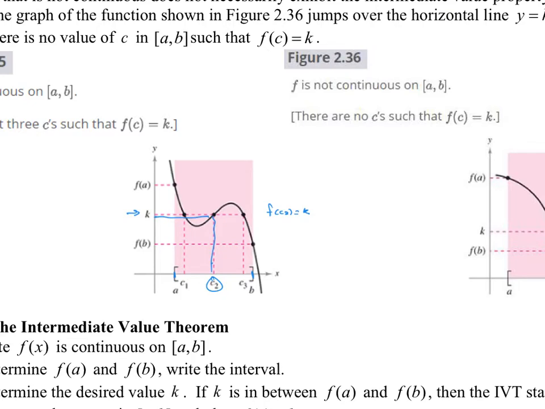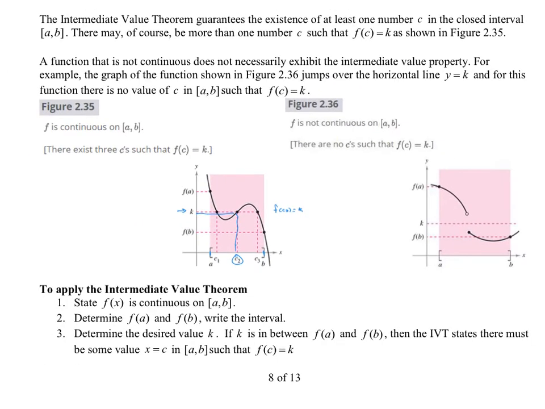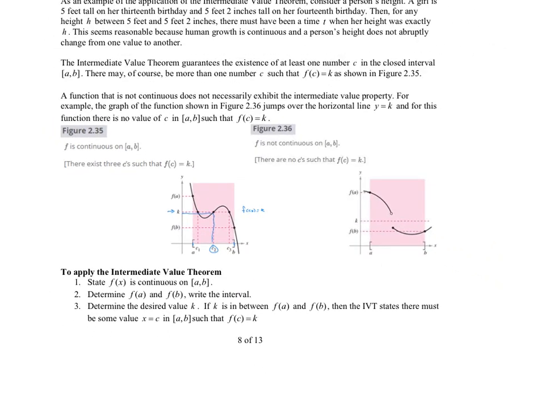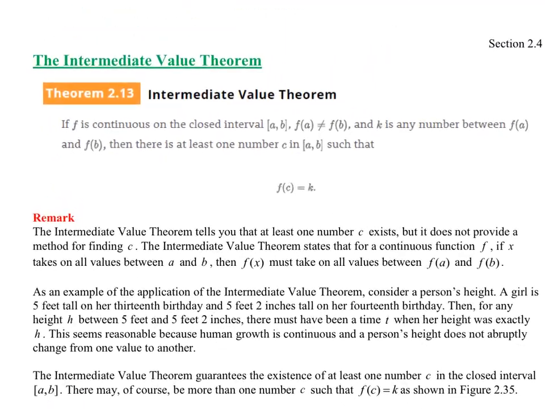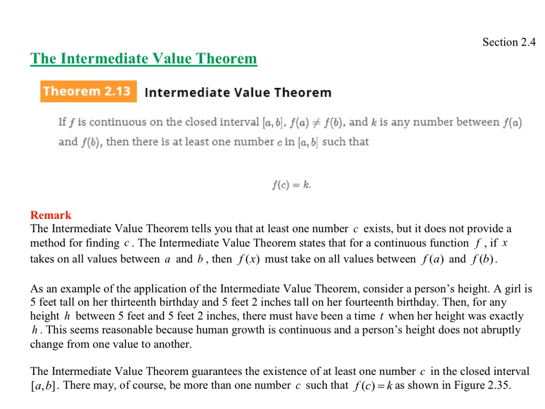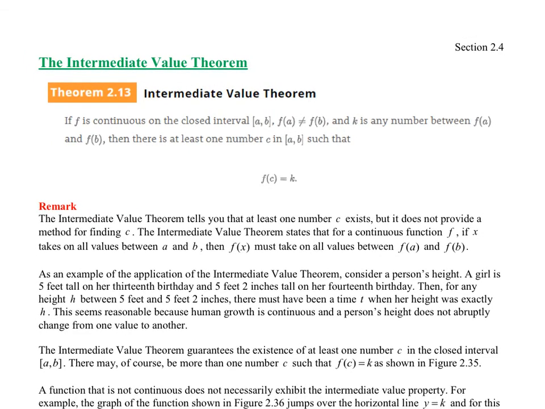That's what the intermediate value theorem is. I think of k as the intermediate value between a and b, okay? So the intermediate value theorem does not find the value, it merely states the existence of a point. There has to be a point. Let's read this. It says, remark, the intermediate value theorem tells you that at least one number c exists. You have an x value where you have the given y value when you plug it in. But it does not provide a method for finding c.